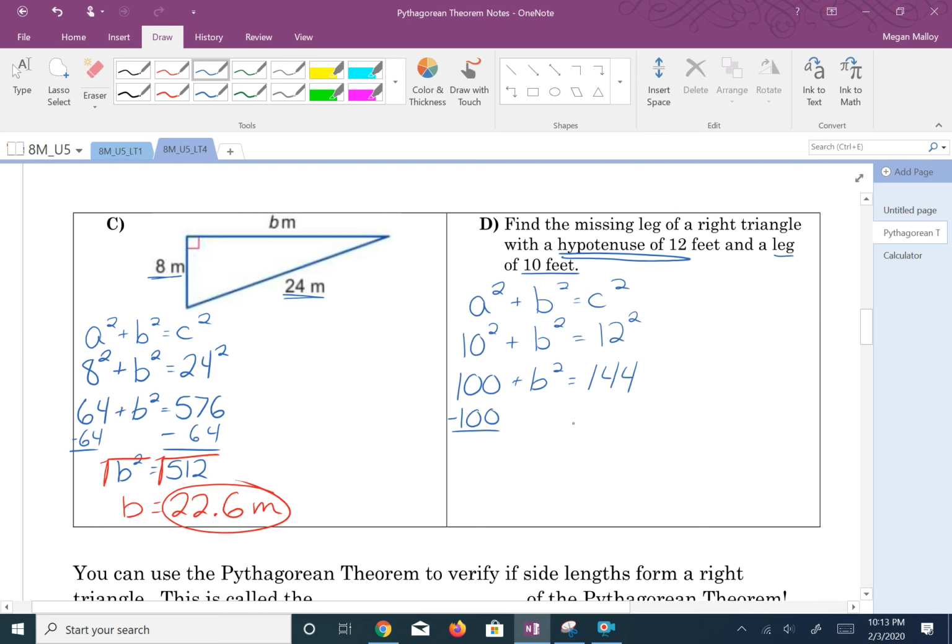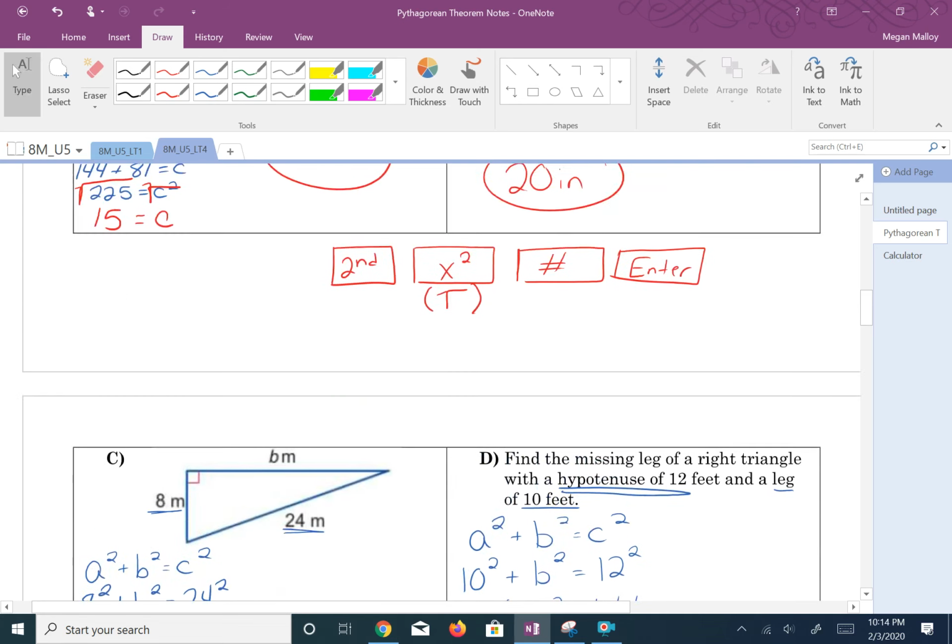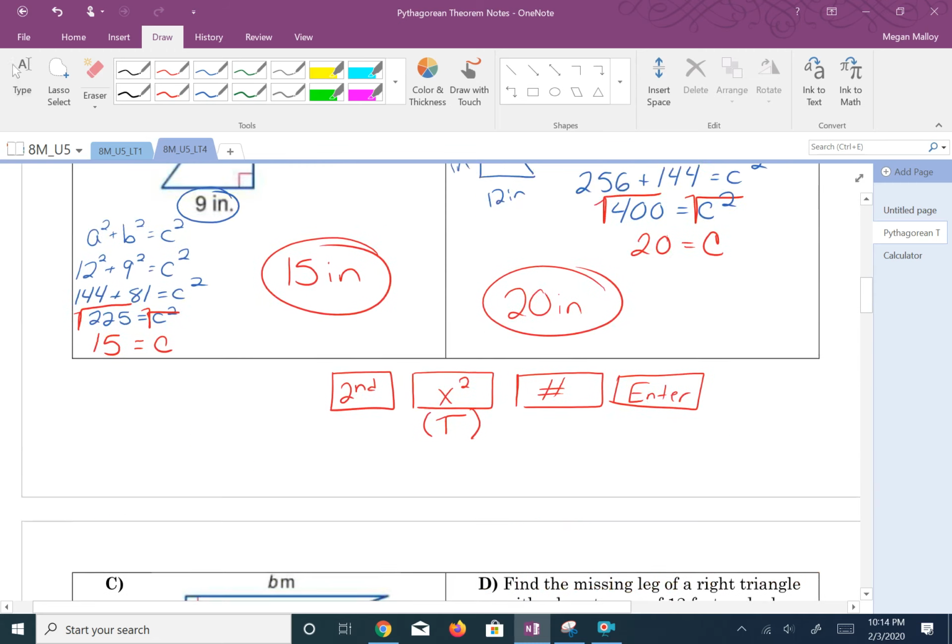Solve our two-step equation here. Subtract 100 from both sides to keep it equivalent. B squared equals 44. And then take our square root of both sides of the equation, and the square root of 44, we get 6.6332, so on. We're rounding to the nearest tenth, so we would just leave it as 6.6. So our solution would be 6.6 feet for the length of our missing leg. So that is how you apply the Pythagorean theorem to find a missing side length.